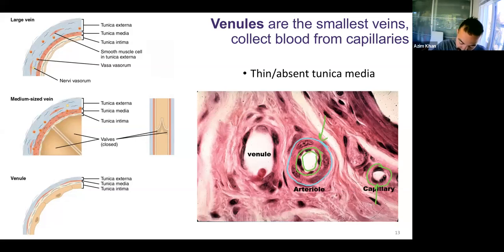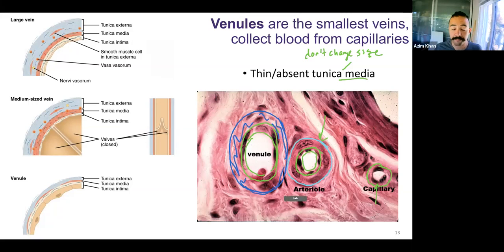Venules also have endothelium. They don't really have much of a tunica media. What that means is they don't change size much. They don't really vasodilate or vasoconstrict. But they do have a tunica externa, which I'll color in dark blue, the dense, irregular connective tissue protecting the outside.